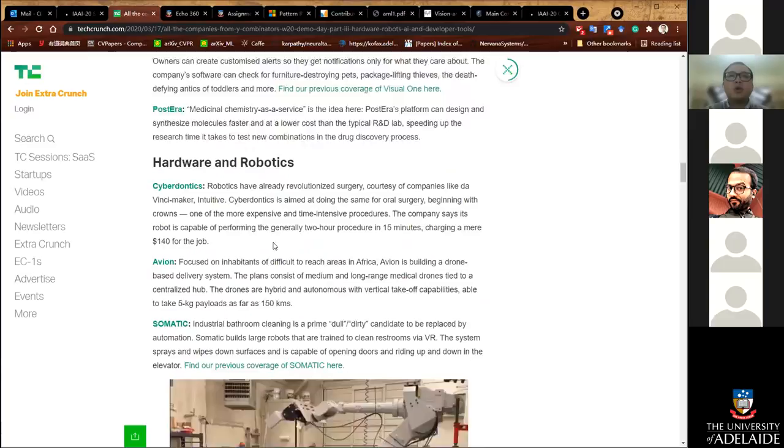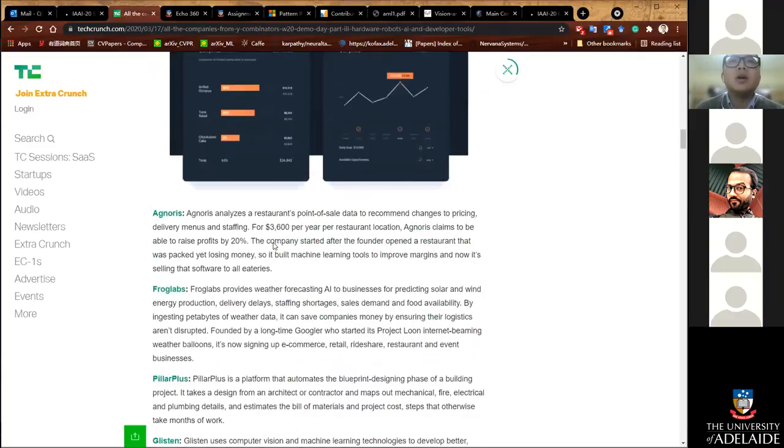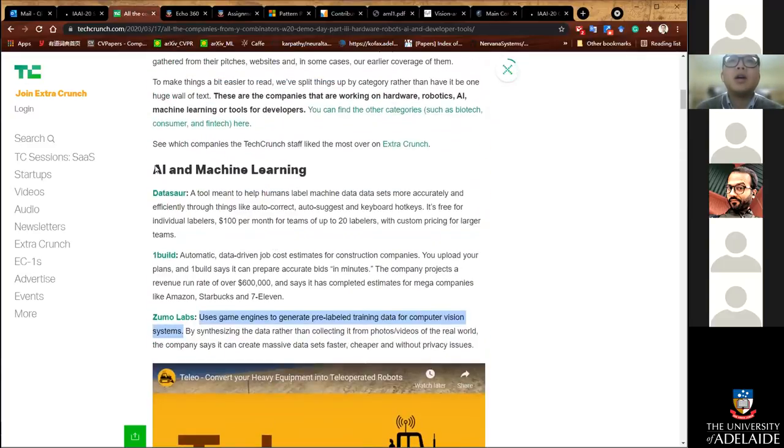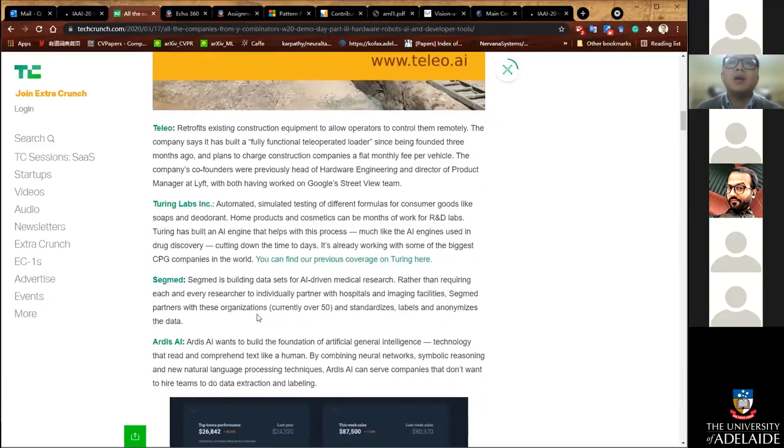There are many ideas about hardware and robotics. I think this is relevant, so you can check the AI and machine learning one. There are many interesting startup companies and applications. It gave you some good examples of what kind of applications are novel and what kind of things we are interested in.